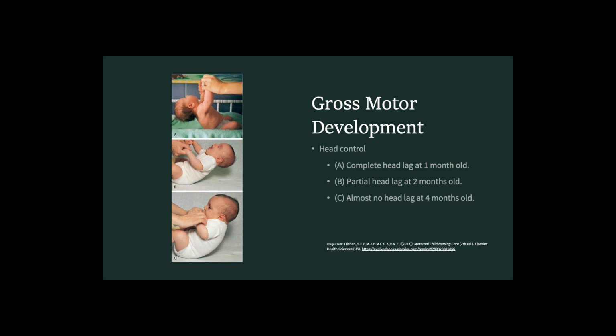For gross motor development, we talked in the first video about head control. And you can see here in these pictures, there should be complete head lag at 1 month old, but by the time they get 4 months old, they really should have the musculature developed to keep their head up when they're being pulled up from their arms. The child who cannot do that raises concerns for neuromuscular disease.